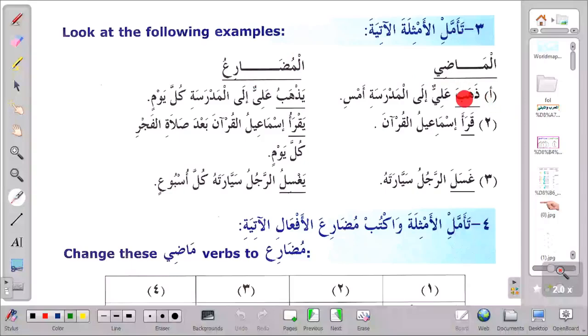So for example here, ذهب علي إلى المدرسة أمس, okay. Ali went to the madrasa yesterday. Okay, يذهب علي إلى المدرسة كل يوم. So Ali goes to school every day. So ذهب now يذهب. Okay, we looked at this. قرأ إسماعيل القرآن. يقرأ إسماعيل القرآن بعد صلاة الفجر كل يوم. Okay. غسل الرجل سيارته. يغسل الرجل سيارته كل أسبوع.